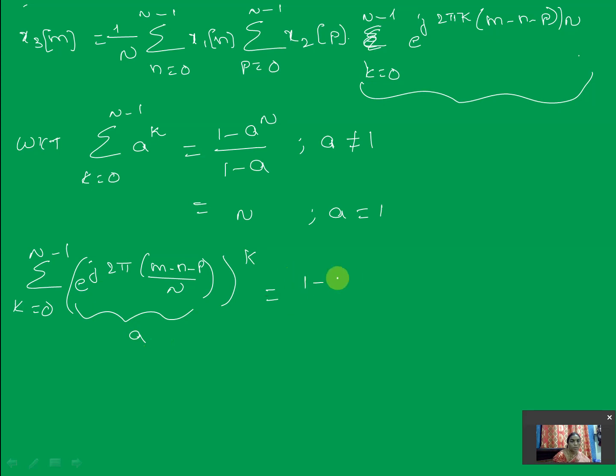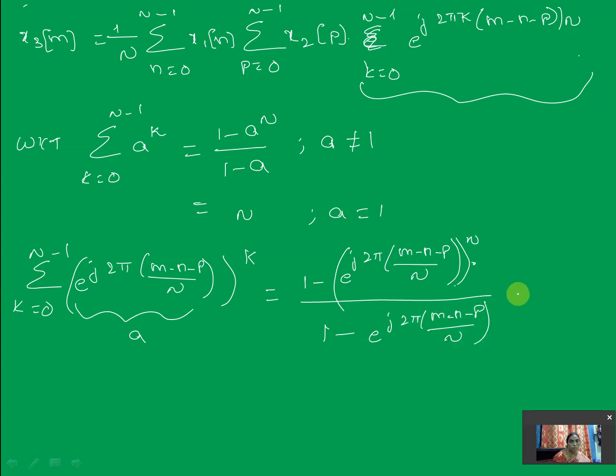So this is equal to 1 minus e power j2π (m minus n minus p) by N, whole power N, divided by 1 minus e power j2π (m minus n minus p) by N.